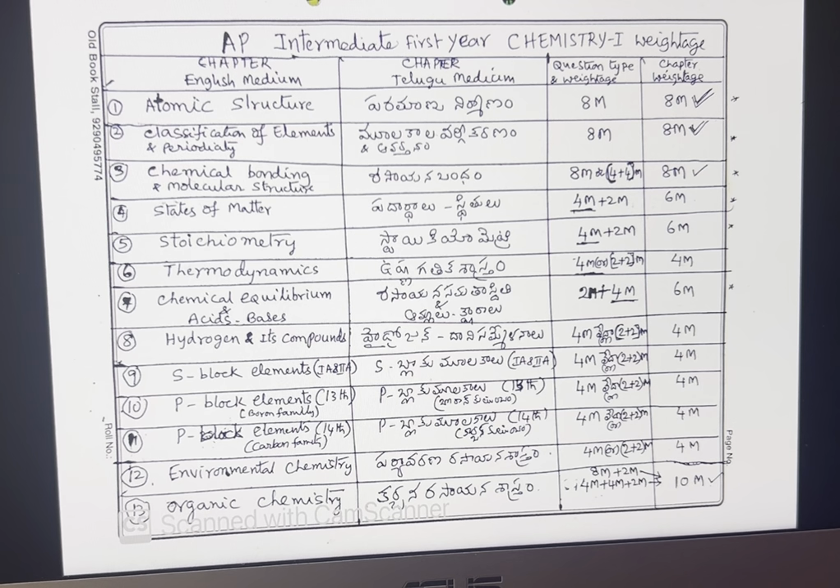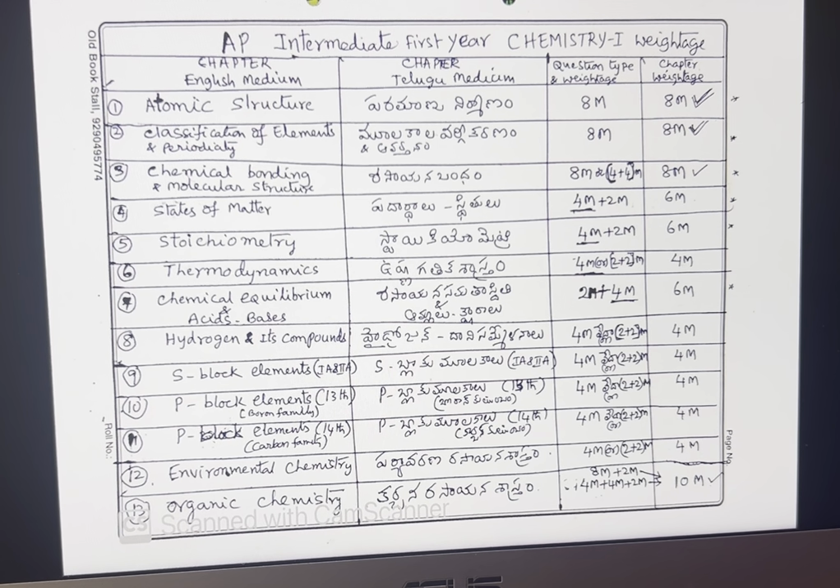In section C, you will have 3 8 marks questions. Out of 3, you have to answer only 2. That means 2 into 8, 16 marks. So the total is 60 marks. In the first section, there is no choice. In the 4 marks section, there is a choice of 2 questions: out of 8, you have to answer only 6. In the third section, out of 3, you have to answer 2.